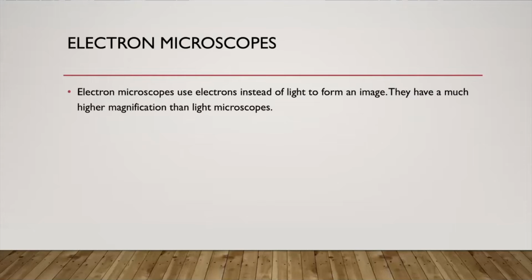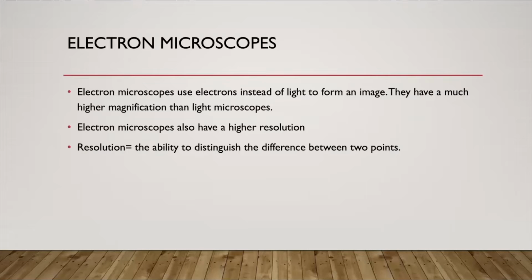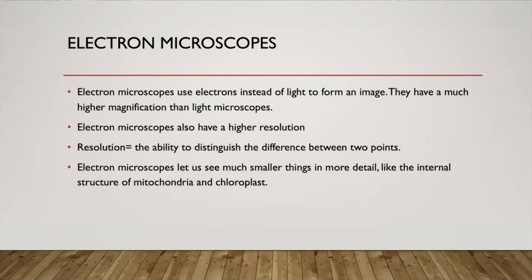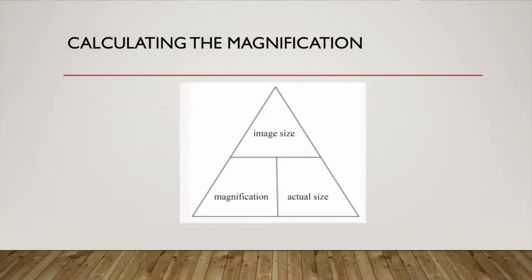Electron microscopes. Electron microscopes use electrons instead of light to form an image. They have a much higher magnification than light microscopes. Electron microscopes also have a higher resolution. The resolution, as we said, is the ability to distinguish a difference between 2 points. Electron microscopes let us see much smaller things in more detail, like internal structures of mitochondria and chloroplast.